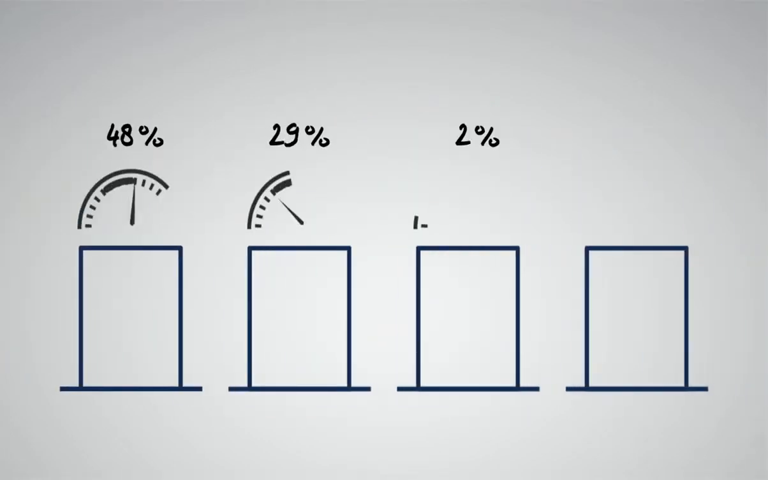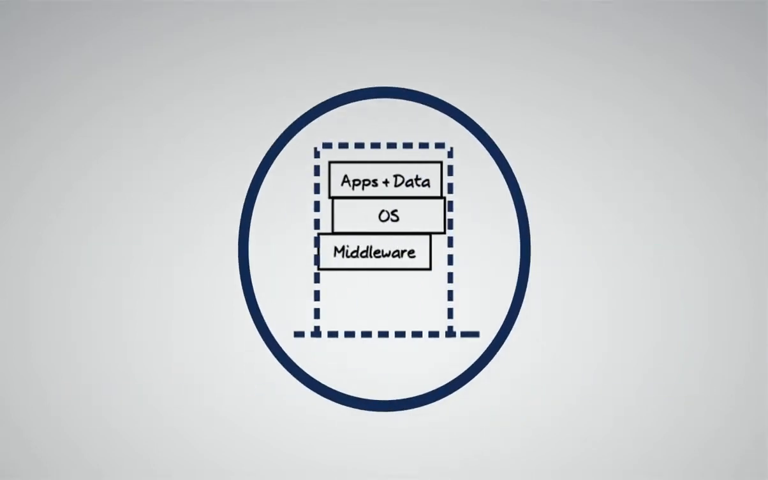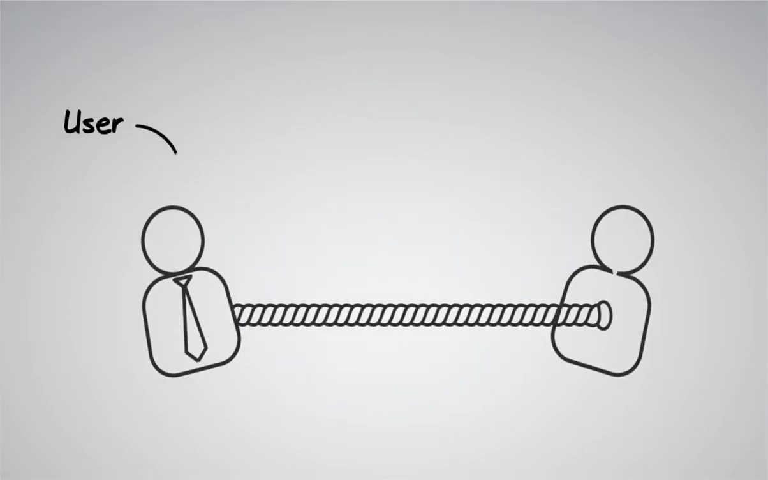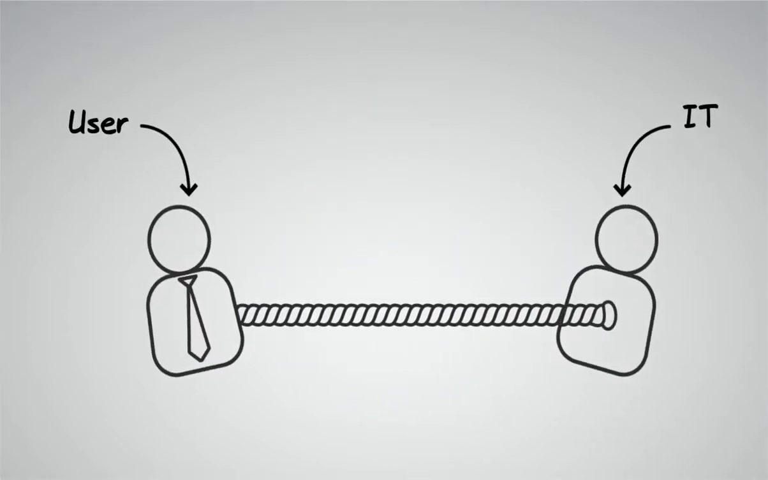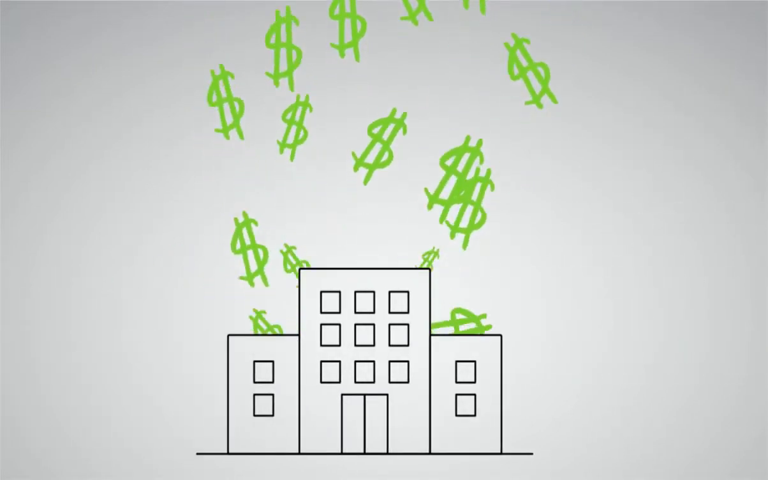That's because you've got to find capacity on a server somewhere, you've got to set up the machine, and then you have to build and deploy the image to the machine. The result? The line of business thinks IT is unresponsive, IT thinks the line of business is too demanding, and the delays cost the business money.